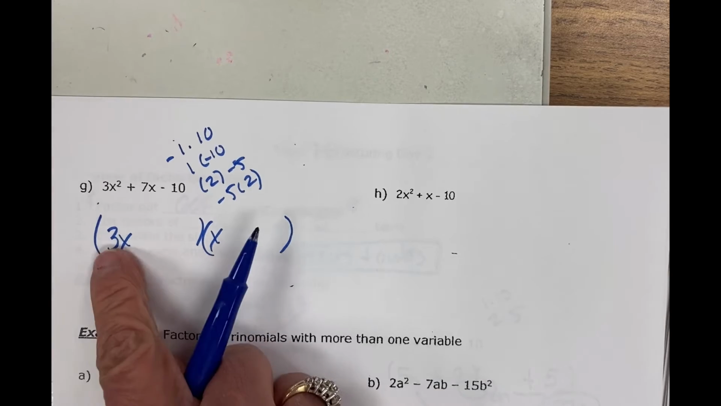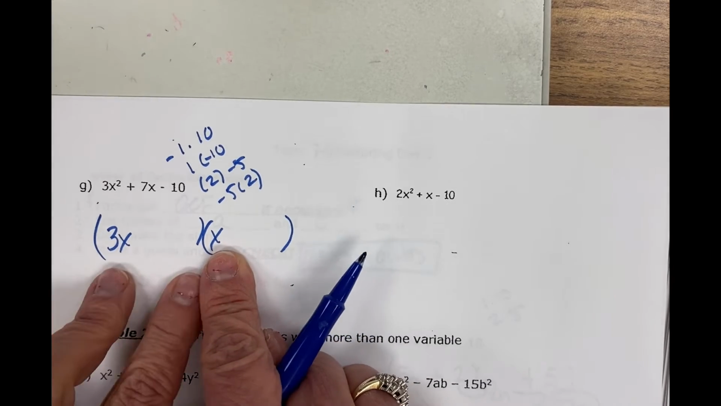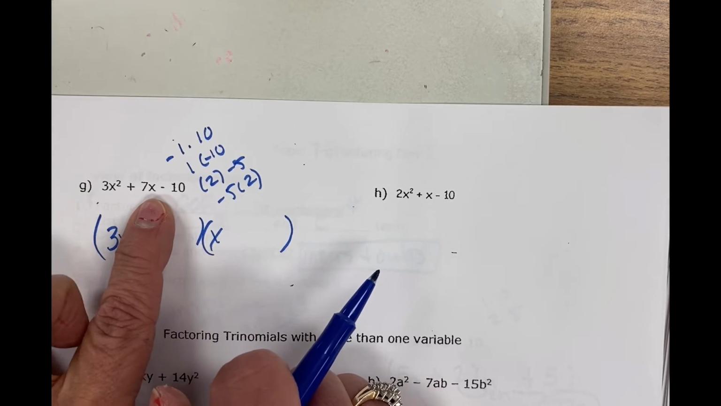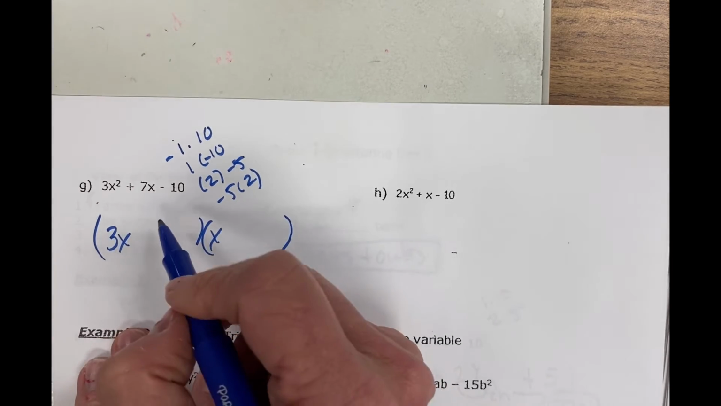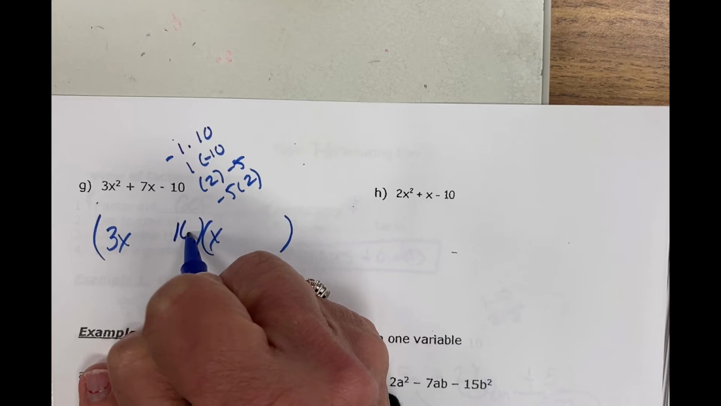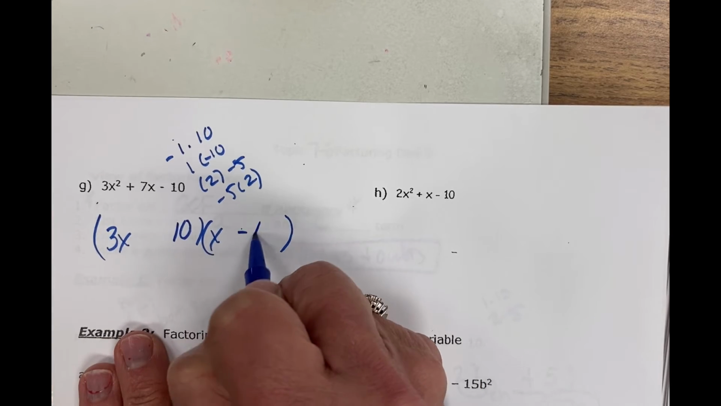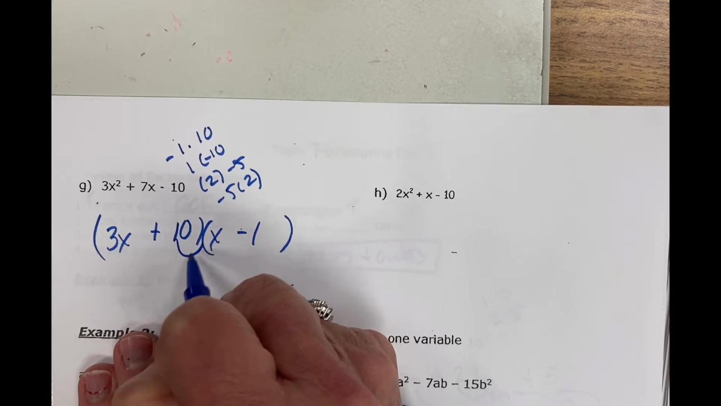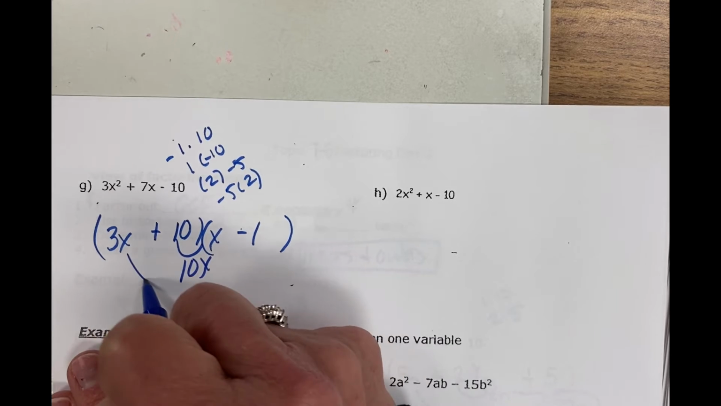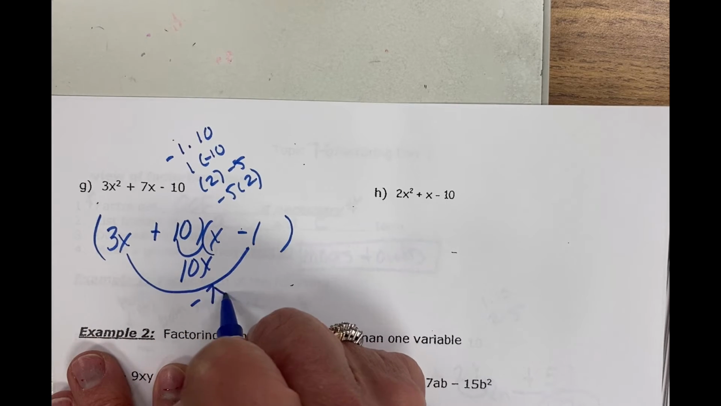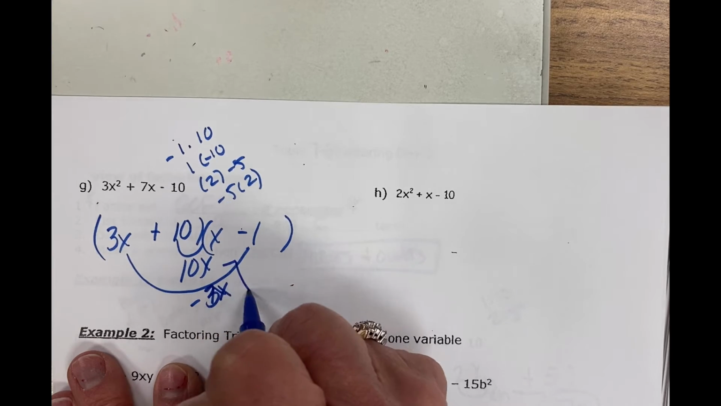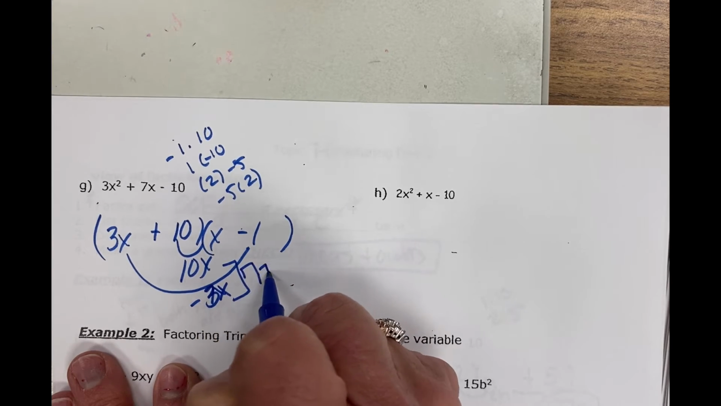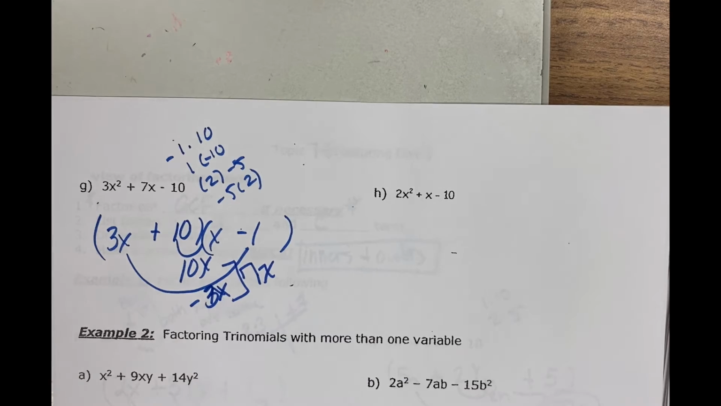But I have to take into account this 3 right here. And when I plug in those numbers, I want to have my inners and my outers add up to 7. And so if I put a 10 here, I will have to put a negative 1 here. And so this is going to be 10x minus 7x minus 3x, and that gives me 7x. Okay.